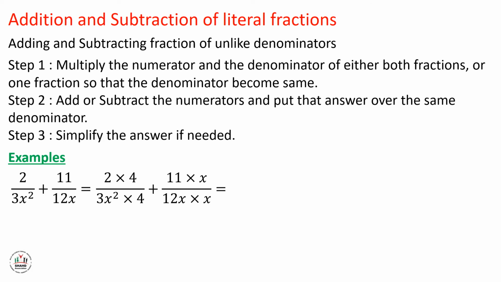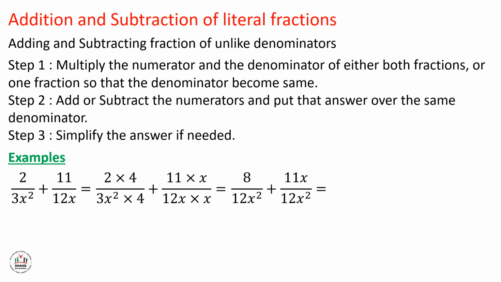So 3x squared times 4 is equal to 12x squared. But in the second fraction, we have 12x in the denominator. So we need to multiply each the numerator and the denominator of the second fraction by x to get 12x squared in the denominator. So 8 over 12x squared plus 11 times x equal 11x, 12x times x equal 12x squared. So plus 11x over 12x squared.